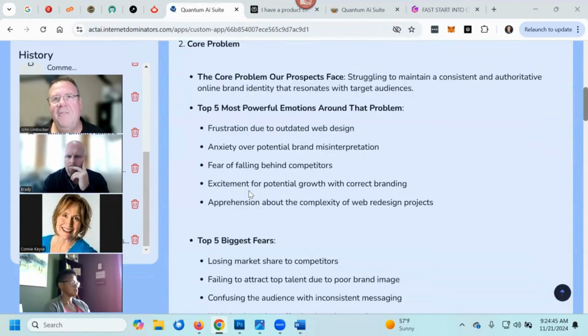And the reason why it's important to do this exercise, if you guys don't know this, when you're creating your marketing materials, if you're just talking generically to a market, I told you once, markets don't buy stuff, people buy stuff.